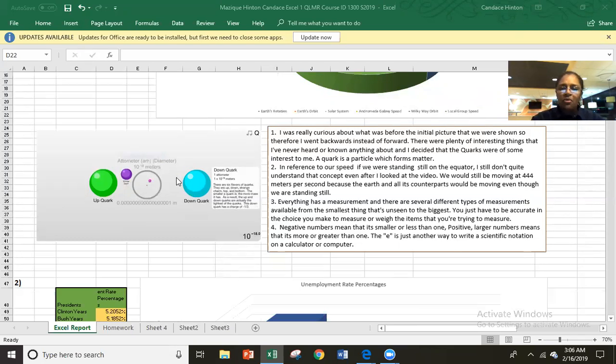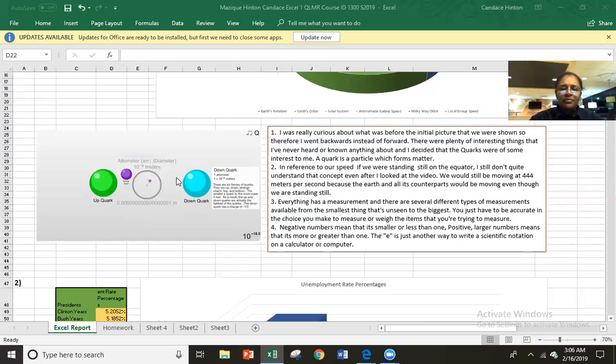A quark is a particle which forms matter. I didn't know that. Okay, but in reference to our speed, if we were standing still on the equator, which I still didn't quite understand the concept even after I looked at the video, we would still be moving at 444 meters per second because the Earth and all its counterparts would be moving even though we're standing still.